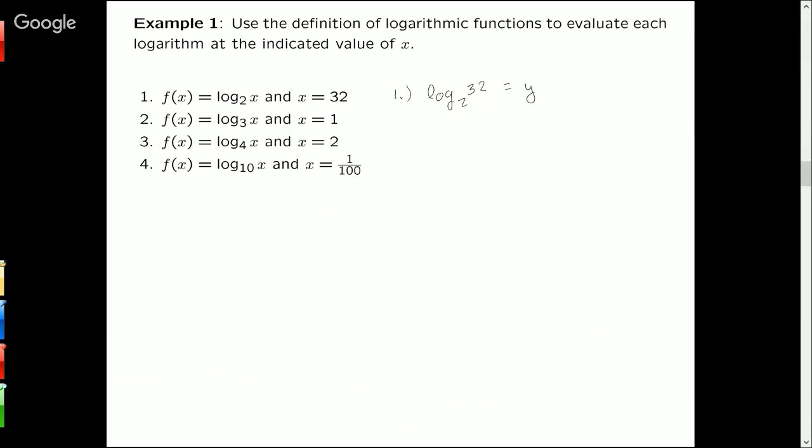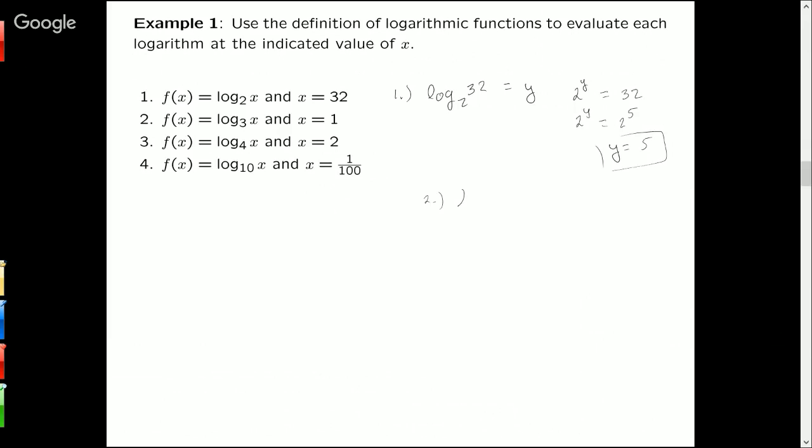Okay, so log base 2 of 32 equals y. I'm going to put this into the exponential form. So what is the exponential form going to be for that? 2 to the y equals 32. And we learned how to solve these yesterday. We have to write 32 as a power of 2. What power of 2 is that? Yeah, 2 to the 5th. So what is y equal to? 5. There's our answer for 1.